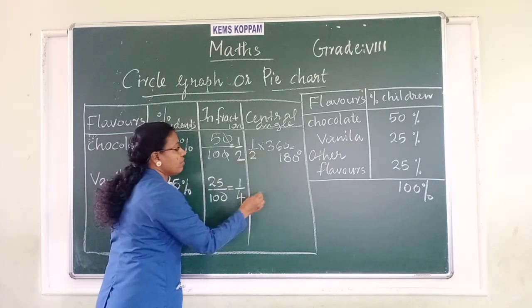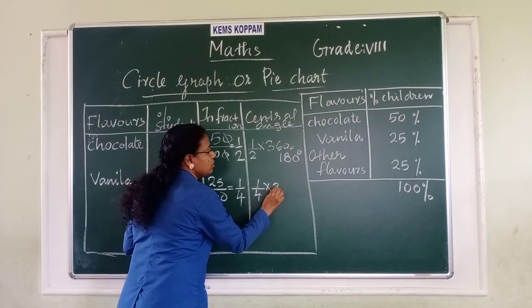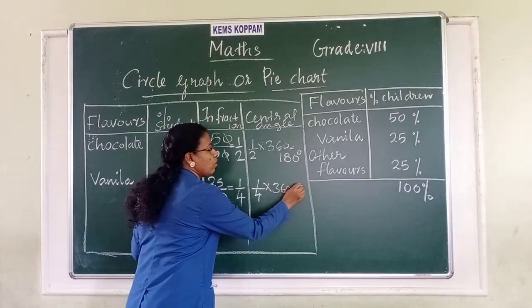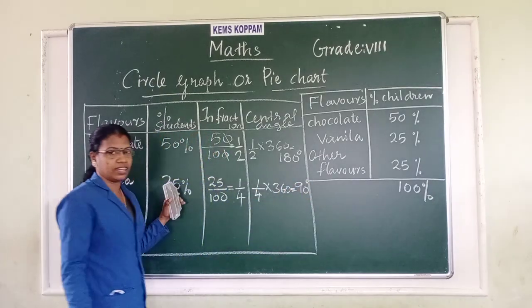Then the last column, central angle, is a fraction of 360. So 1 by 4 into 360. What is 1 by 4 into 360? Cancel with the 4, you will get 90 degrees.